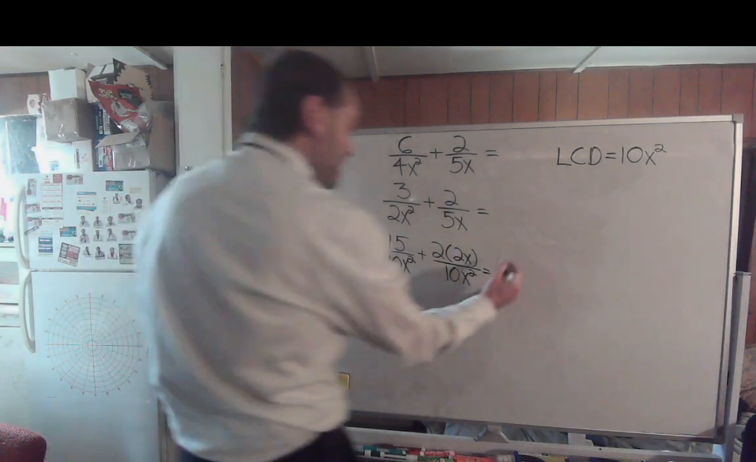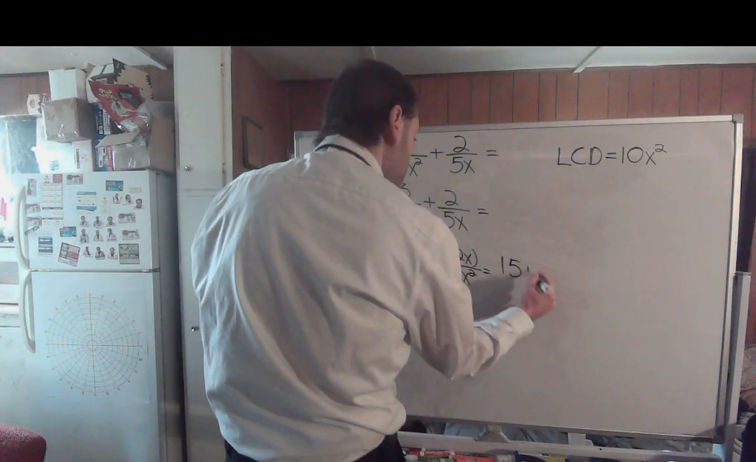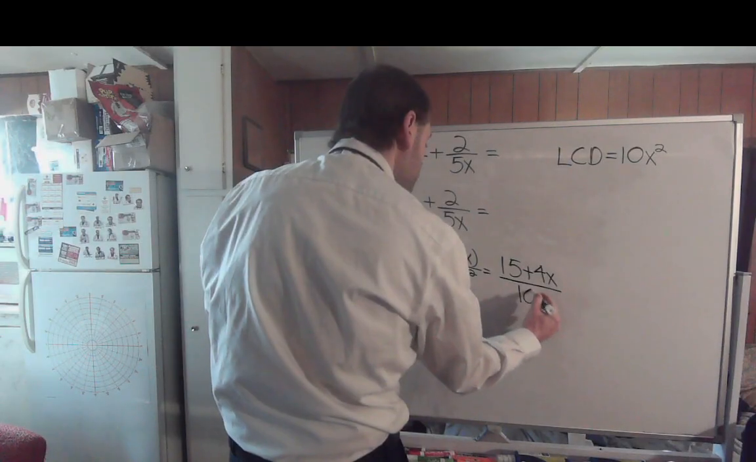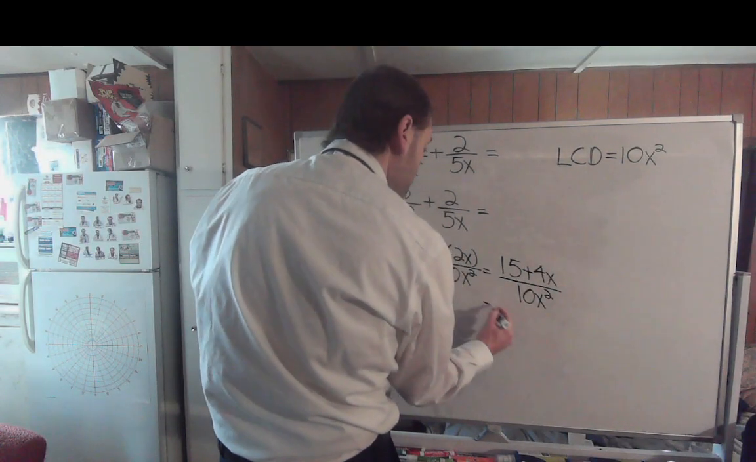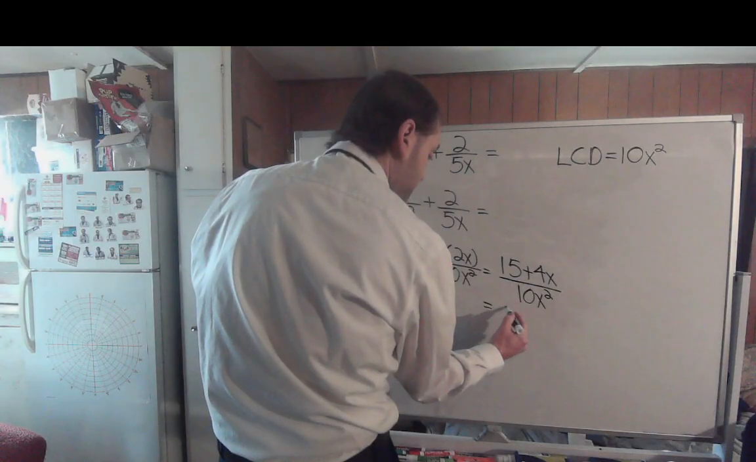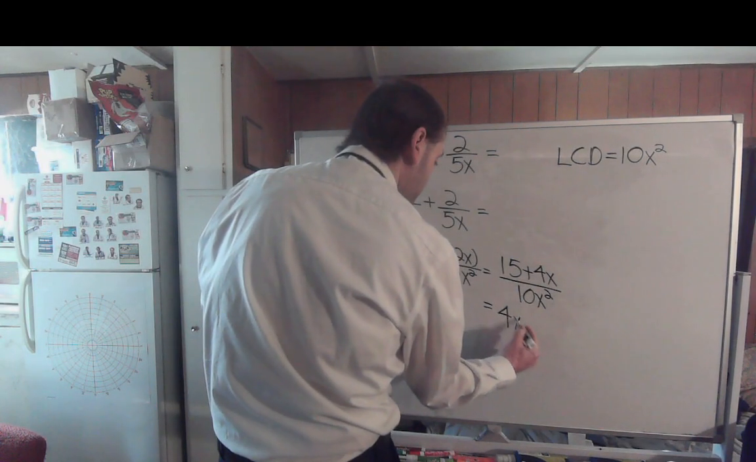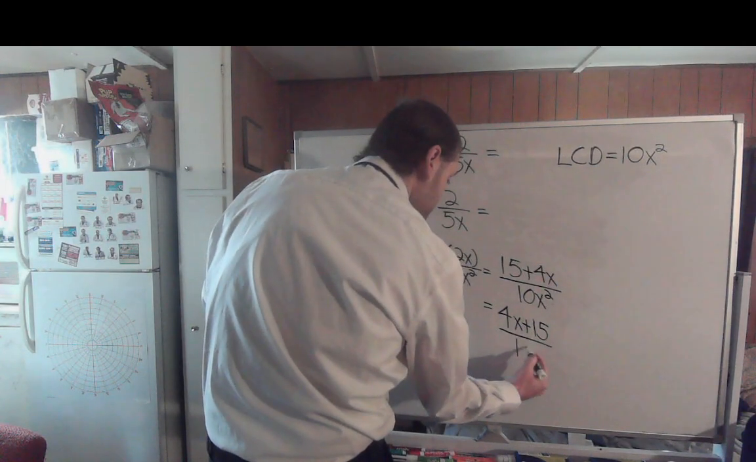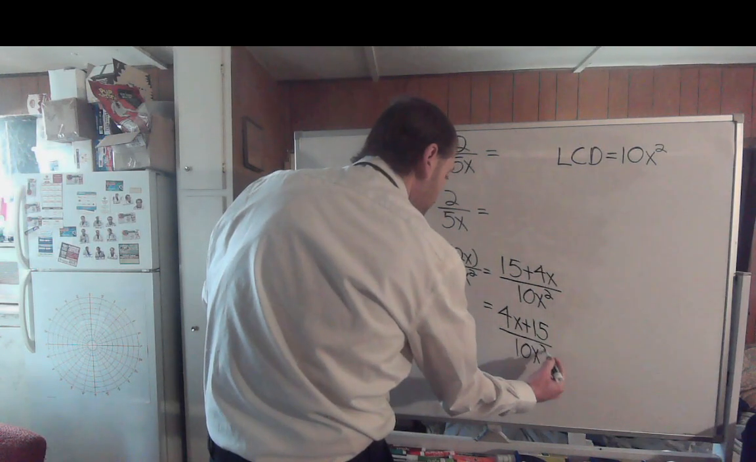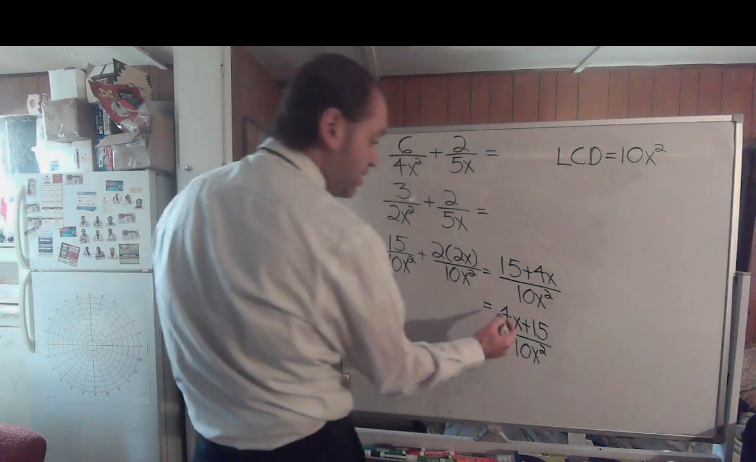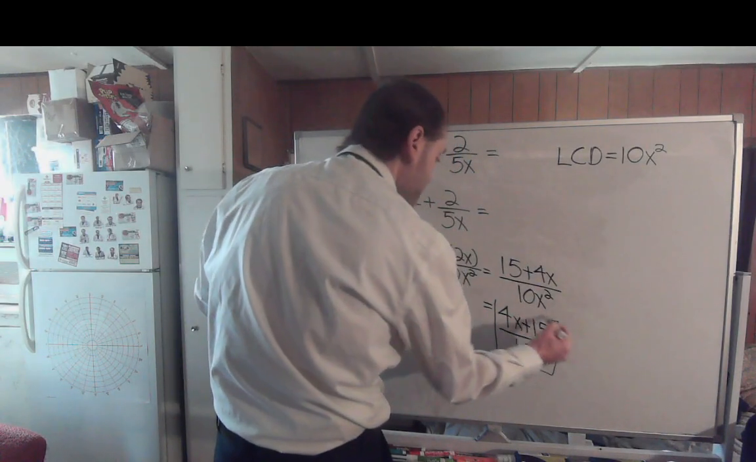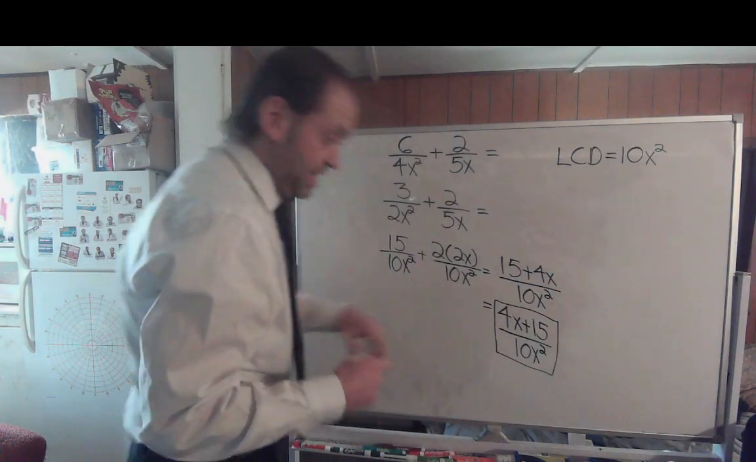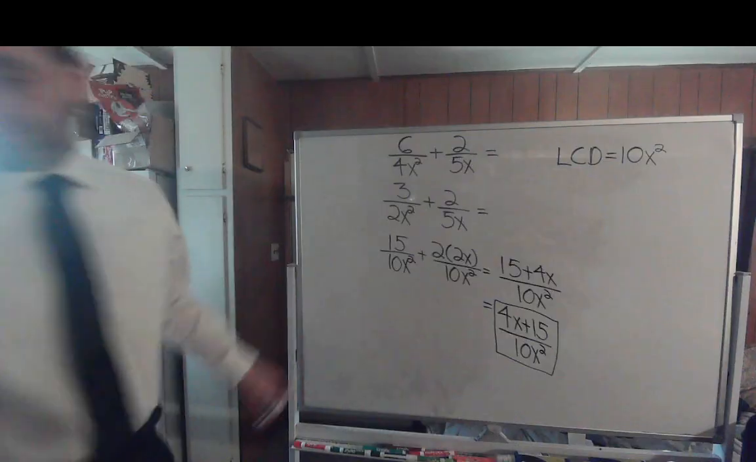which would simplify this into 15 plus 4x over 10x squared, which, if we're writing this in proper descending order, would give you 4x plus 15 over 10x squared. And we can't factor out the numerator at all. Nothing else will cancel out. So the best you can do is you'll get 4x plus 15 over 10x squared for your answer.